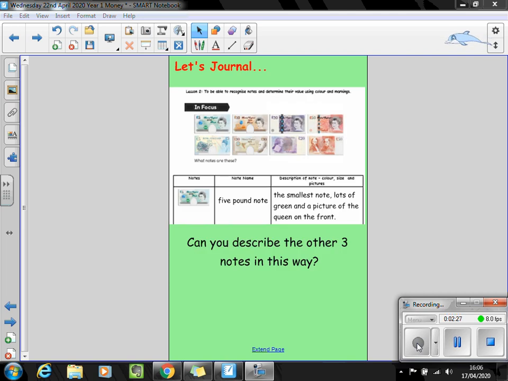Now it's time to journal. Again, I've given you an example of how I might journal my thinking and my learning about money and notes. I've drawn a picture of a £5 note and coloured it in. I've given that note a name, £5 note, and I've described that note in terms of its colour, size, and the pictures I can see. Can you describe the other 3 notes in this way? Have a go at writing it down in your maths book you're using to record your learning.